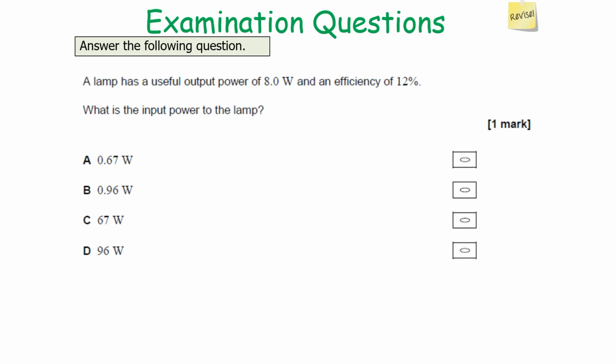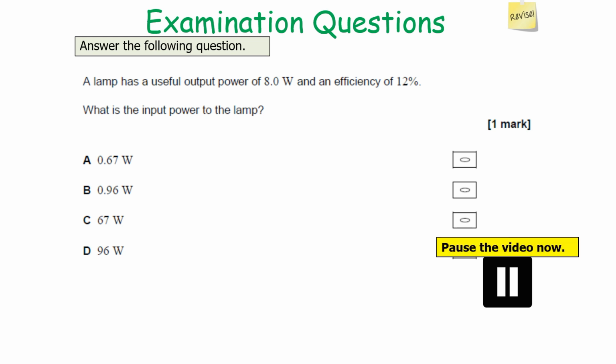A lamp has a useful output power of 8 watts and an efficiency of 12%. What is the input power to the lamp? So pause the video now, then unpause the video when you want to go through your answer.